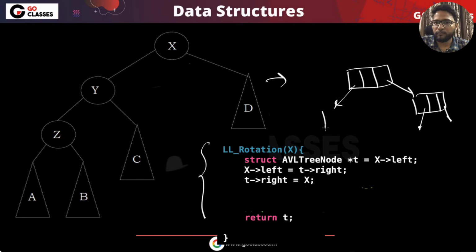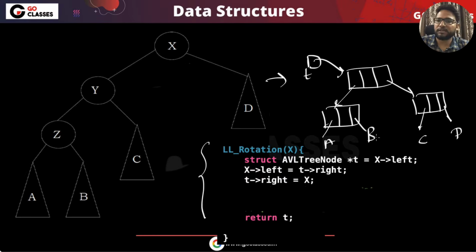Here it is actually z, it is a, b, this is x, this is d, this is c, and y or t is pointing to this. Okay, this is the current status, and x is pointing to this. X is pointing to, you can say, this. Now after these 2-3 lines, this is the current status.